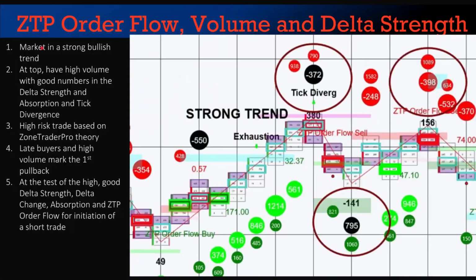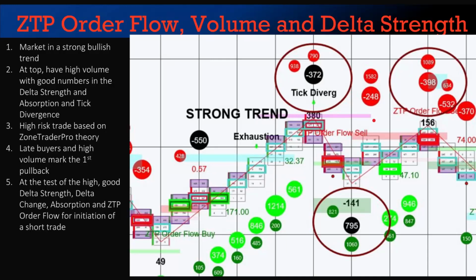So basically, we started out with a market in a strong bullish trend. And again, that's defined in the ZoneTraderPro pricing theory. If we did take a trade from here, this is something that I'm going to define as high risk. Price had been probing higher, and we'd created a strong trend and reversed exactly at this pink line here, which is the ZoneTraderPro strong trend resistance line.